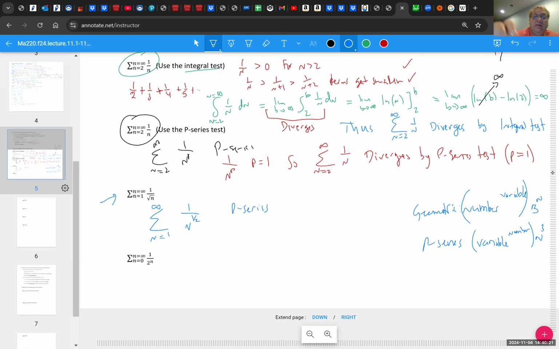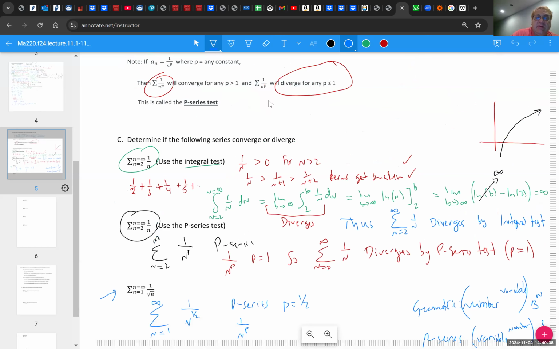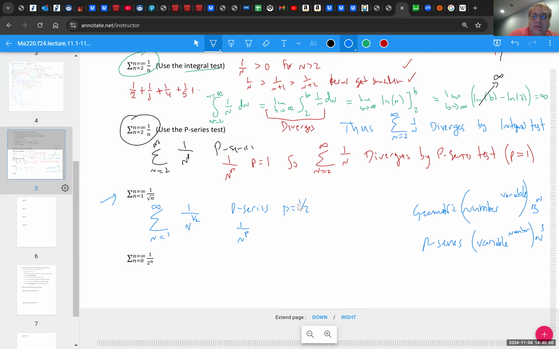Nonetheless, this is a p-series with p equal to a half. It fits that 1 over n to the p format, where the constant exponent number is a half. So according to our p-series test, if you have something that looks like this, 1 over n to the p, it will converge for any p larger than 1, and it will diverge for any p less than or equal to 1. What do we have? We have 1/2. So that's less than 1. So we know that this series will diverge by the p-series test.